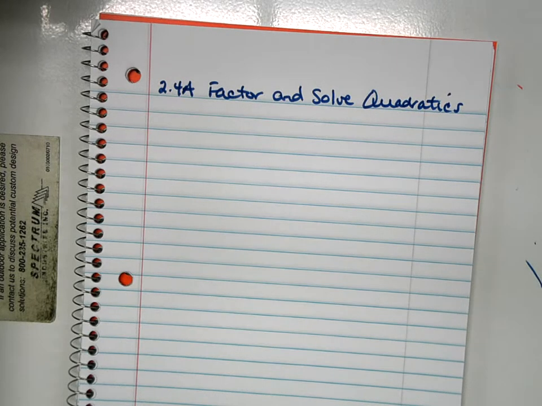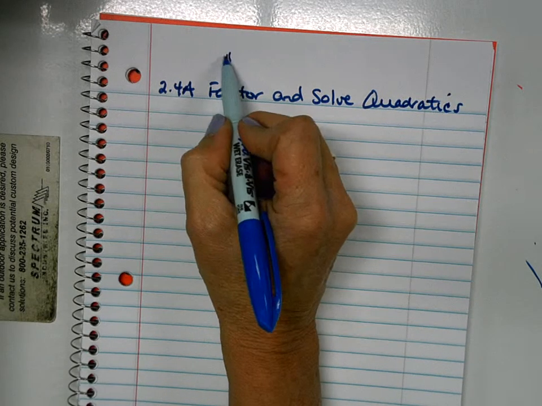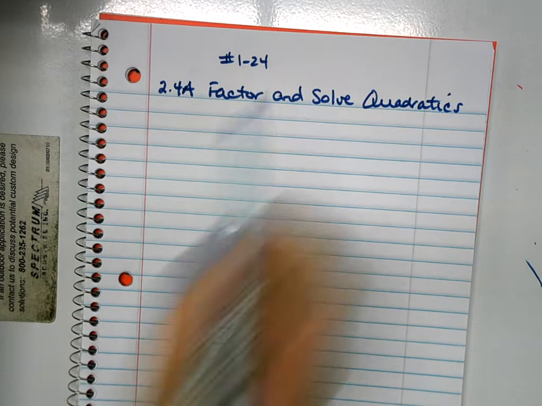This is 2.4, first day on 2.4. We're going to factor and solve quadratics. Your assignment for this is going to be to do 1 to 24 on that worksheet. That's not the whole thing, okay? So just 1 to 24 as you saw on the assignment sheet that I just gave you, okay?